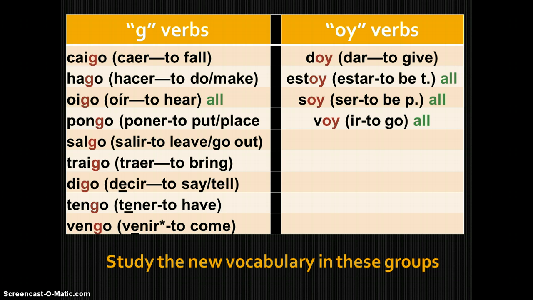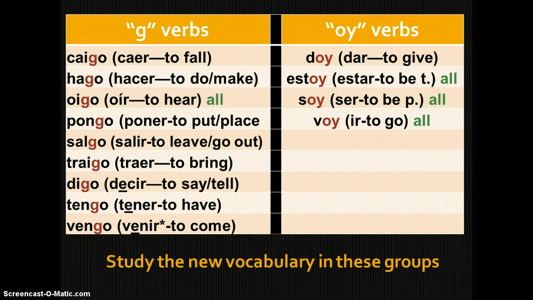Tener, to have. The yo form becomes tengo. Remember, it's also a stem changer. Venir means to come. Vengo is the yo form. And again, it's a stem changer, an E to IE. So in here, you can make some connections. Okay? Caigo and traigo are similar. Caer and traer. Tener and venir are similar. Tengo and vengo. Okay, and there are a few where you change the C to a G, like hacer becomes hago and decir becomes digo.